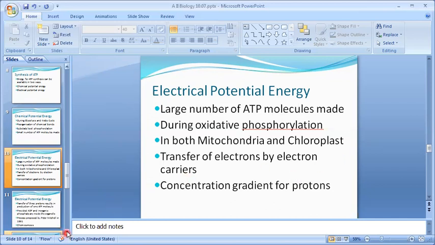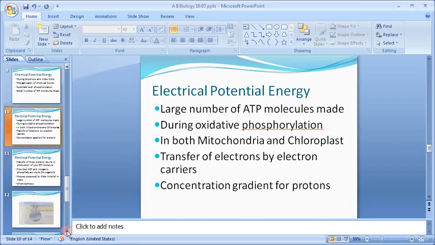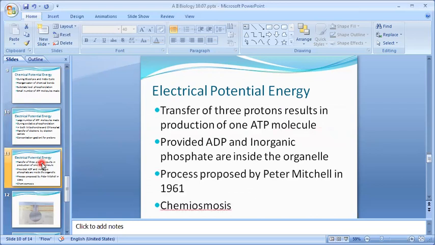So basically, I have written a few outlines over here: there is the transfer of electrons by the electron carriers, energy is released, and then there is a concentration gradient for protons. Obviously, I haven't written the details of this.